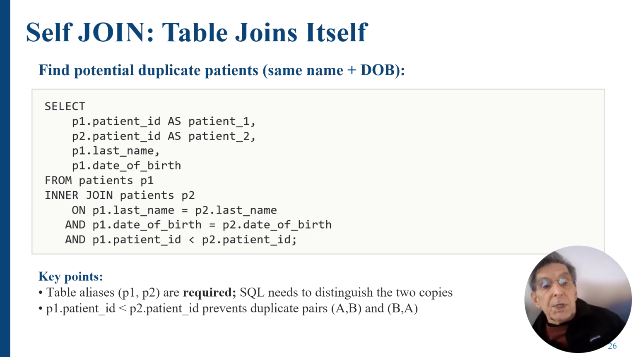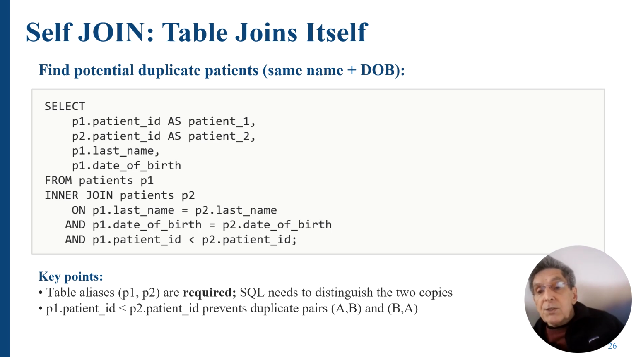What about self-join, a table that joins itself? A self-join is when a table is joined to itself, and this query finds potential duplicate patients by looking for records with the same last name or the same date of birth. We treat the patients table as two separate tables by giving it two different aliases. So we have P1 and P2, even though they're both the patient table, they're given separate aliases so that we can do the comparison to separate the data.